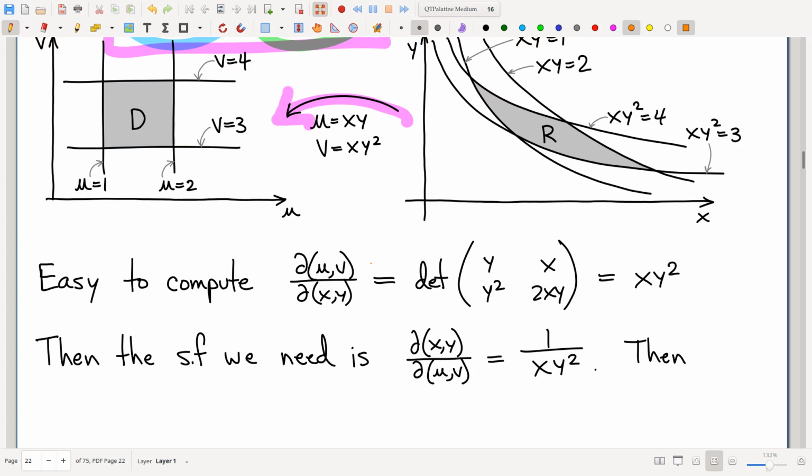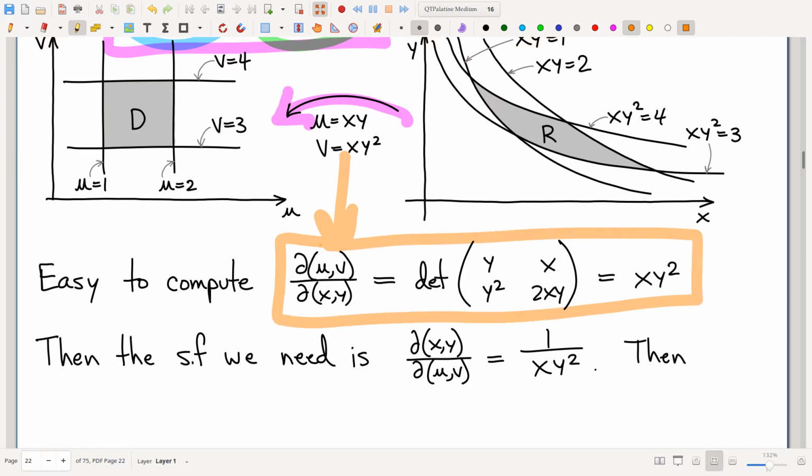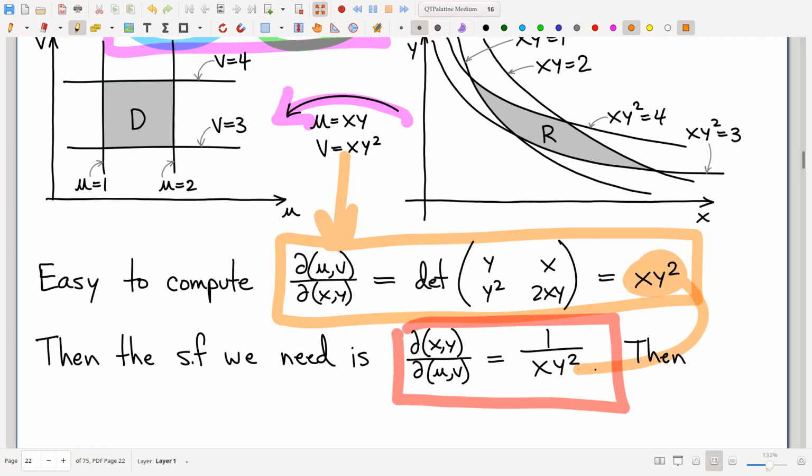Well, I have formulas for u and v, and it's very straightforward, therefore, to compute partial uv, partial xy. That's just partial derivatives and a determinant, nothing to it. I've identified already that I need partial xy, partial uv. In other words, I need the reciprocal, so just take the reciprocal of what you just computed. What do you think? Everybody see how that worked?